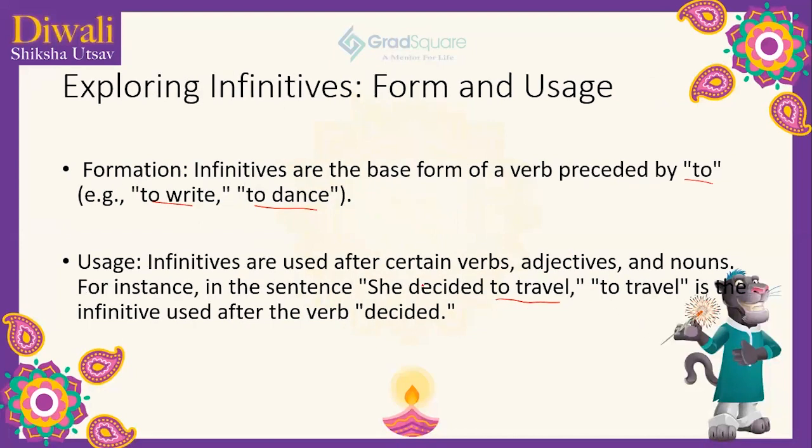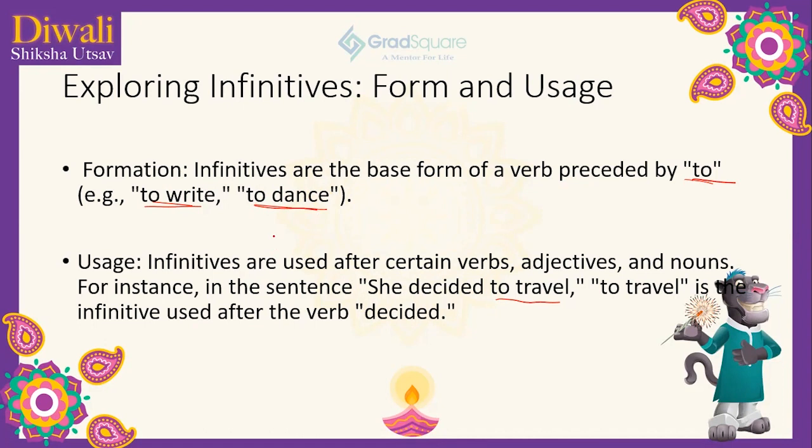Now let's take a look at what infinitives are. In the case of gerunds, we added ing to the base form of the verb. But in the case of infinitives, the verb is preceded by to. If you have a verb such as write, we add to in the beginning, so it becomes to write. Similarly, if we have a verb like dance, we add to in the beginning, it becomes to dance. So basically, infinitives are formed by adding to the base form of the verb.